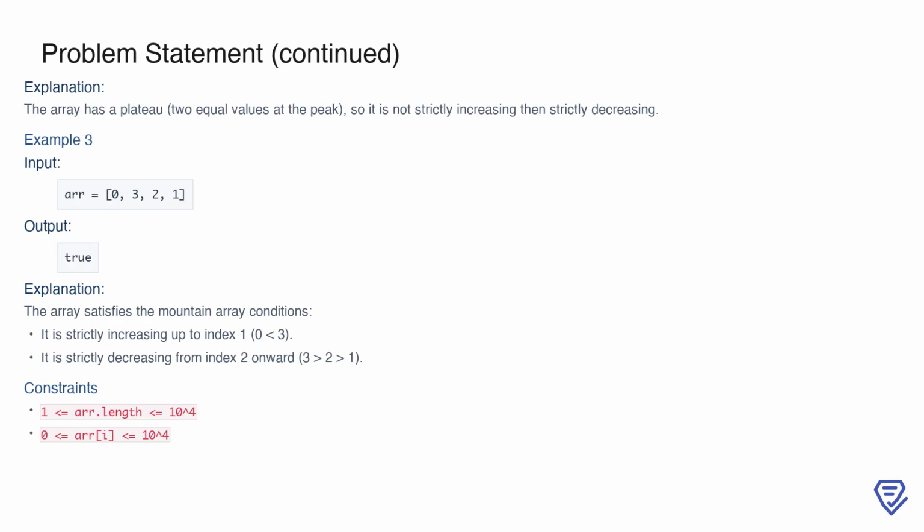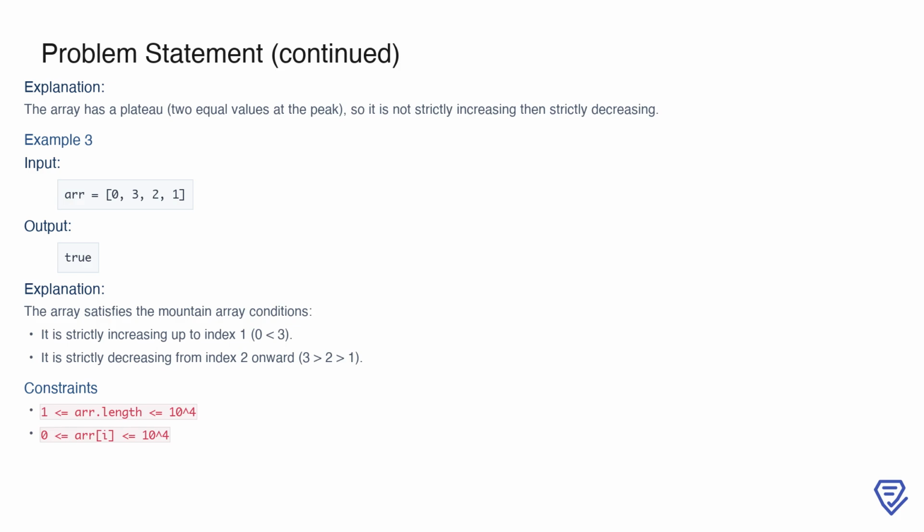In the third example, we have the array 0, 3, 2, 1. This time, the output is true because the array satisfies all the conditions of a mountain array. It starts with a strictly increasing sequence, where 0 is less than 3, and then transitions into a strictly decreasing sequence, where 3 is greater than 2 and 2 is greater than 1. The peak, 3, is at index 1, which is neither the first nor the last element. These properties confirm that the array forms a valid mountain.